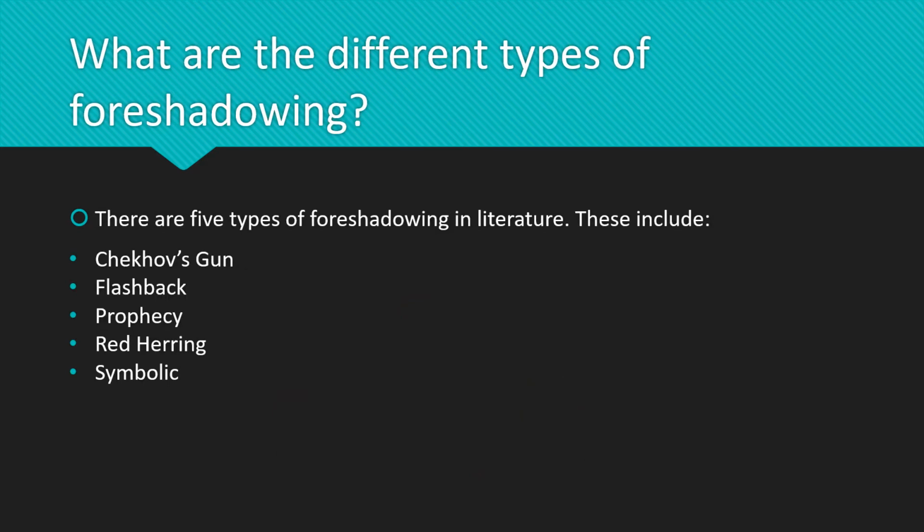The 5 different types of foreshadowing in literature include Chekhov's gun, flashback foreshadowing, prophecy foreshadowing, red herring foreshadowing, and symbolic foreshadowing.